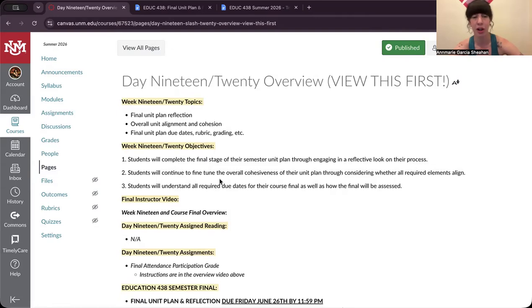So your objectives: you're going to complete the final stage of your semester, it feels weird to say semester, but you know what I mean, semester unit plan through engaging in a reflective look at your process. You're going to continue to fine-tune that cohesiveness by considering whether all the elements in your unit plan align. And then you'll understand required due dates, how it will be assessed, etc.